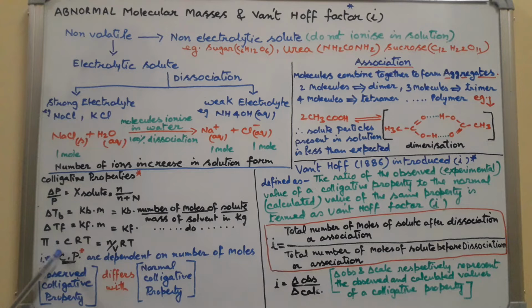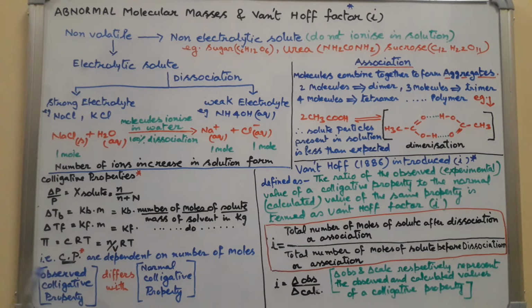Now let's see. The osmotic pressure is equal to CRT. What is C? Molarity, n by V. Again, what is this? The number of moles. So therefore, this is the colligative property. All these 4 colligative properties are dependent on the number of moles. Now, what is the inference drawn here?